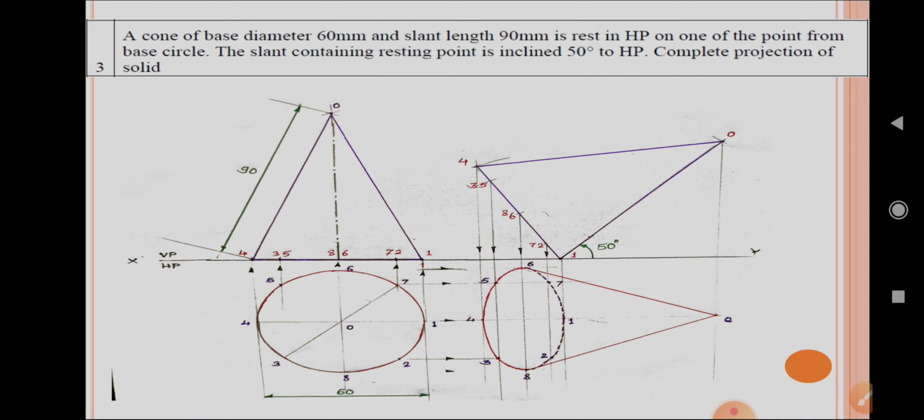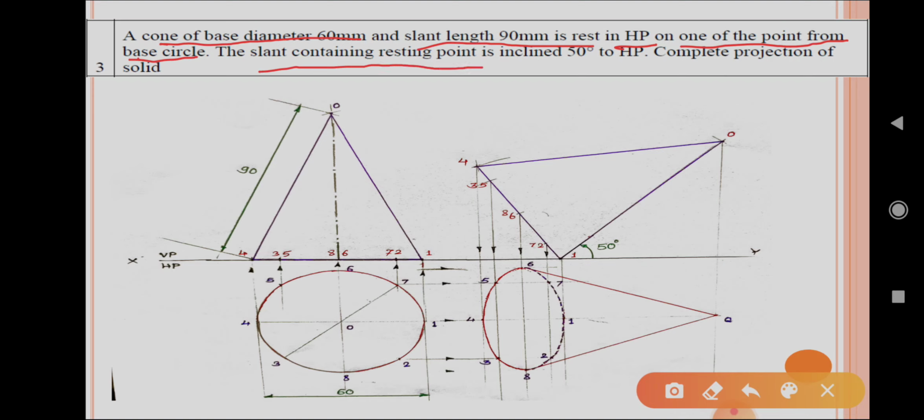The next problem is related to a cone with base diameter 60 mm and slant length 90 mm, resting in HP on one point of the base circle, that is, resting on one base point on the circumference, and the slant containing the resting point is inclined 50 degrees to HP. Complete the projection of the solid.